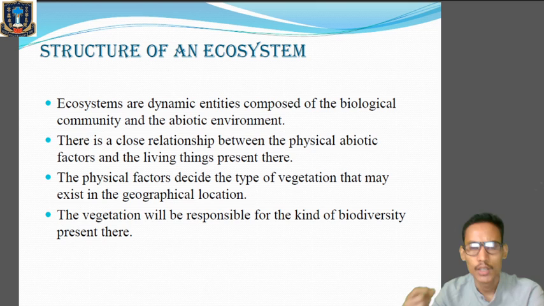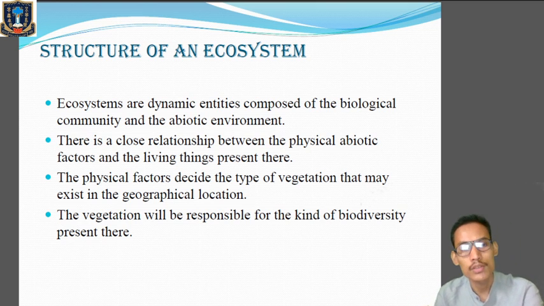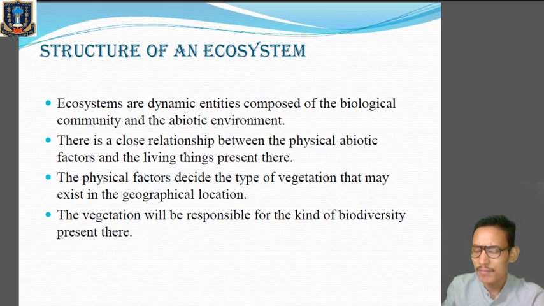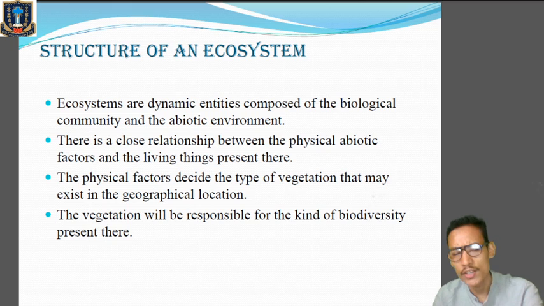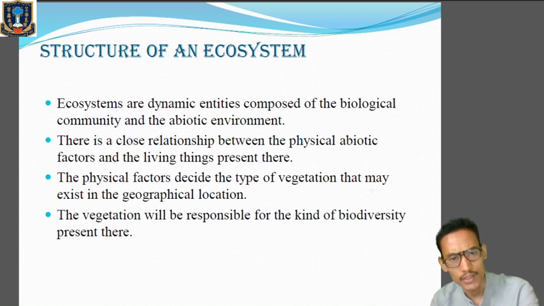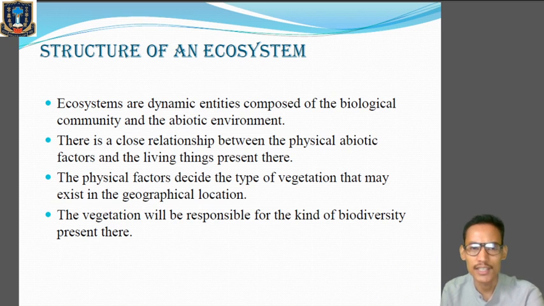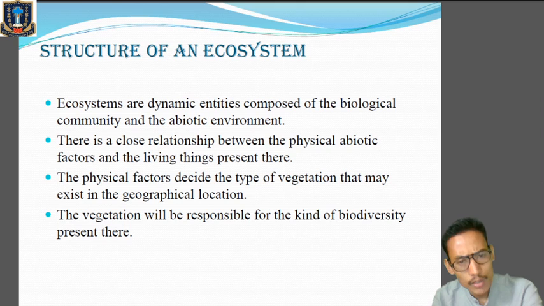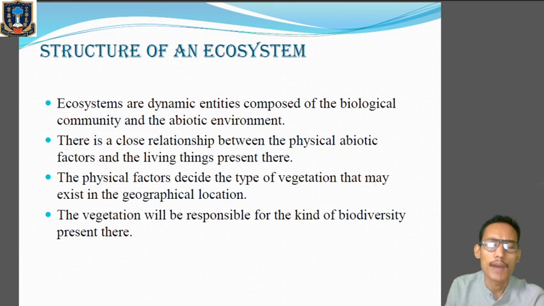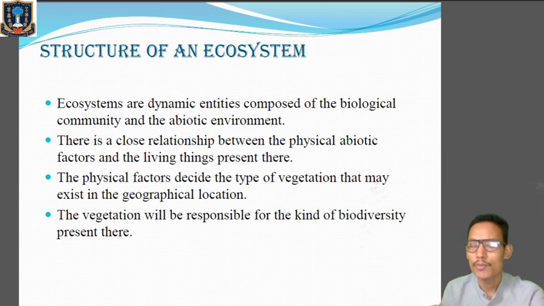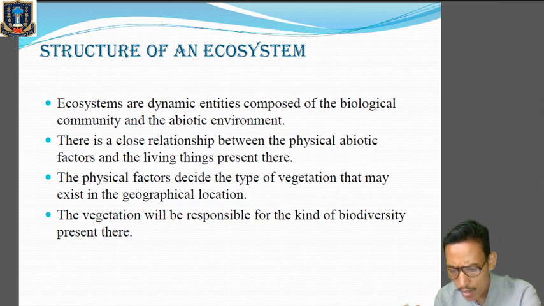So first of all, let's go with the structure of an ecosystem. Ecosystems are dynamic entities. Dynamic means changing. It keeps on changing seasonally, and with time it keeps on changing. So it is mainly a dynamic entity. It keeps on changing because it is mainly composed of a biological community and the abiotic environment. Biological community means the living organisms, and the abiotic environment means the non-living component.